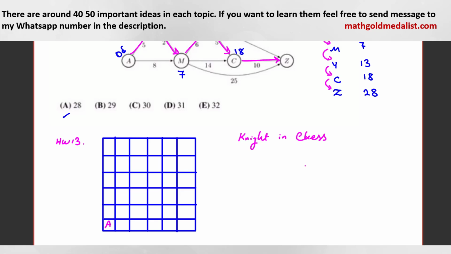It means you can go 2 in one direction and 1 in a direction perpendicular to that. For example, if you are here, you can go to this one, this one, this one, this one, this one, this one, this one, and this one. You cannot go outside the table. So in general, you can have 6 movements. But when we are in A, we can go only to this one and this one, because 1, 2, or we can say 2, 1.